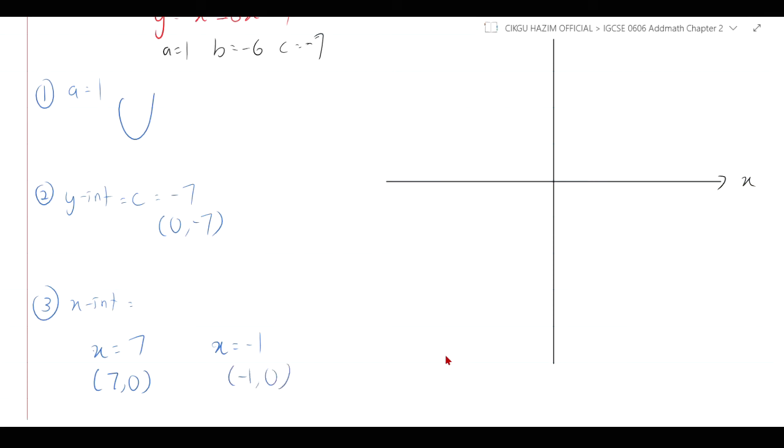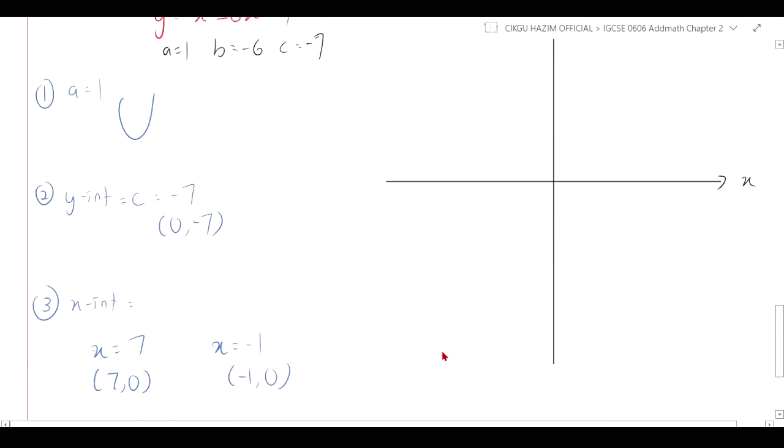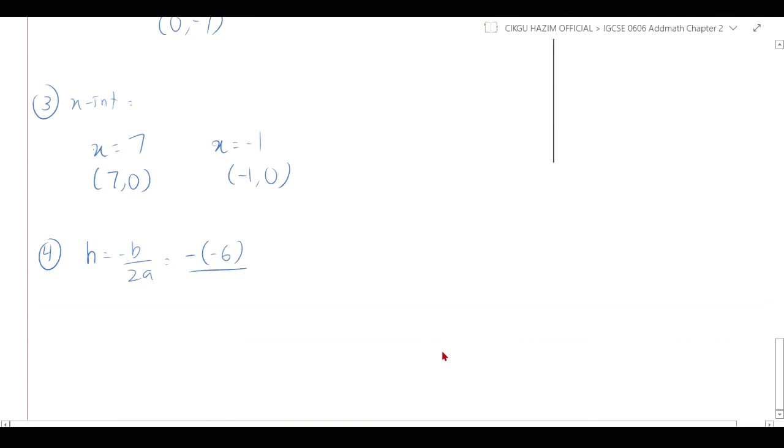You already identified that. And now we want to identify the minimum point because this is smiling. So h equal to negative b over 2a. If you don't understand what the h means here, refer back to my previous video talking about vertex form. So negative b is equal to negative negative 6 over 2 multiplied by 1, which is positive 6 divided by 2, equal to 3.